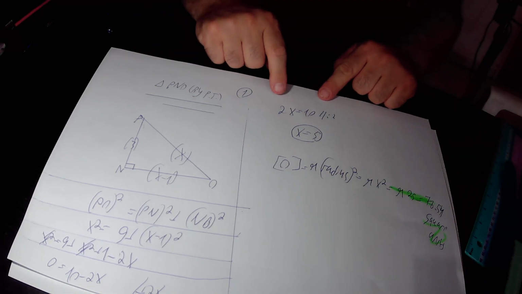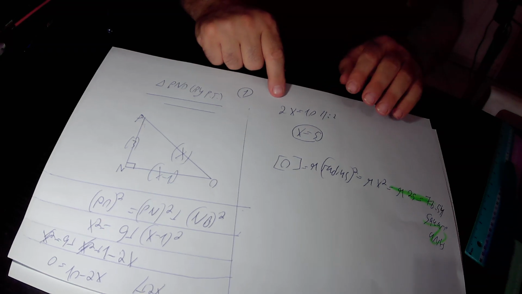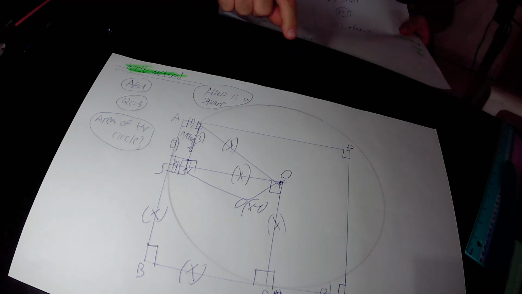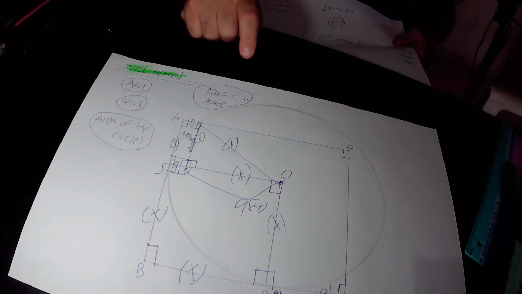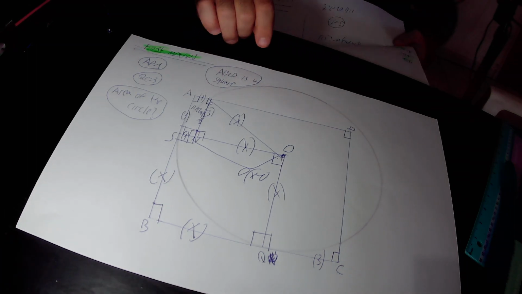Here we divided this equation by 2, and finally found out that x equals 10 over 2, that is 5 units in length. That is to say, the radius of this circle, x, equals 5 units in length.